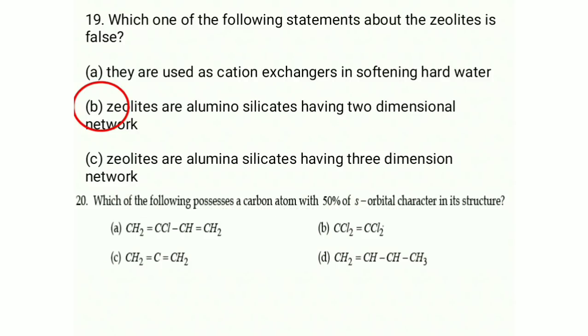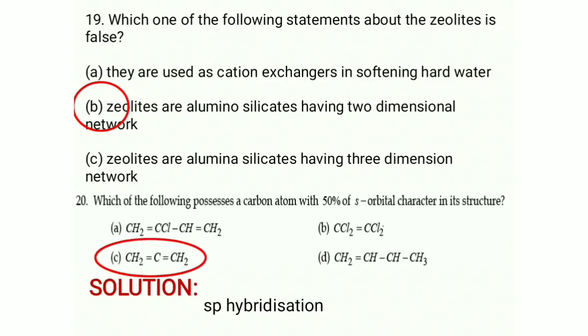Which of the following possesses a carbon atom with 50% s character? We know that 50% s character is there for the hybridization which is sp. If it is sp2, it is 33.33%. If it is sp3, 25%. So remember, in this case, sp hybridization. sp hybridization means a triple bond should be there, or one carbon surrounded by 2 double bonds. That is nothing but answer C in this particular case. So the answer for this question is C.